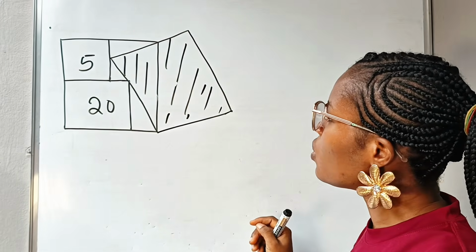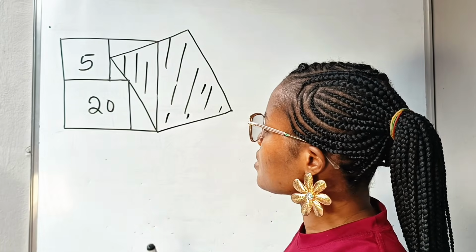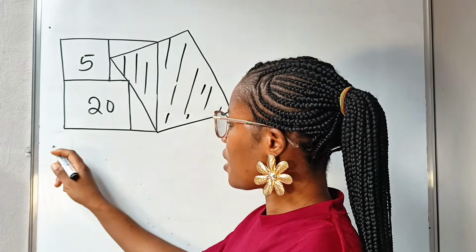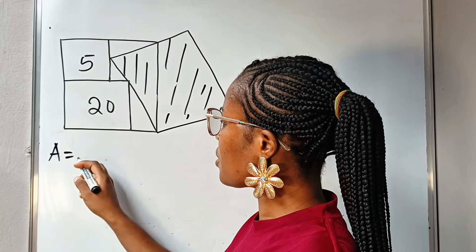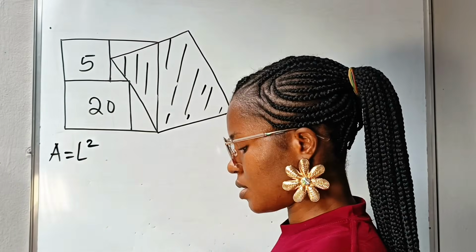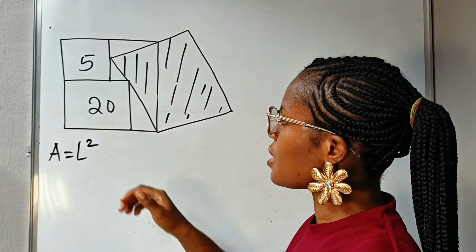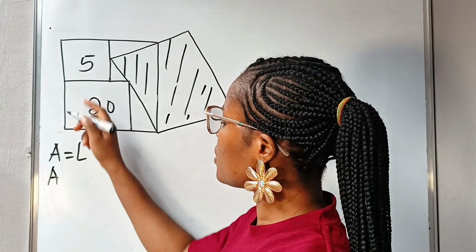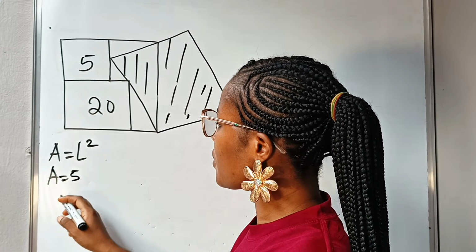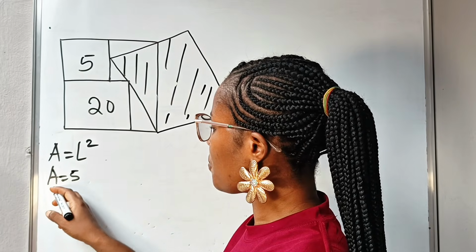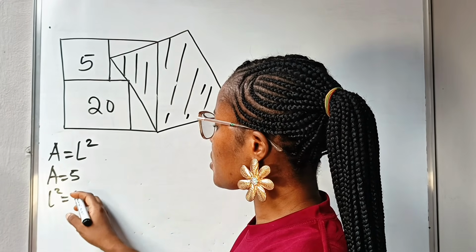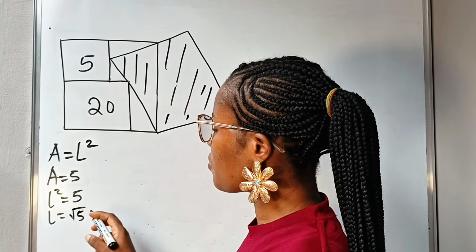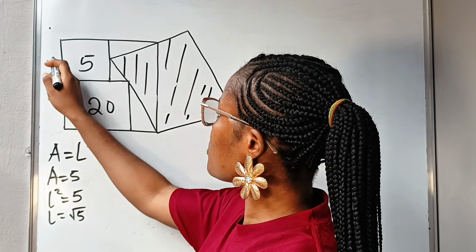Okay, first of all, the only information we have here is this and this. So area of a square is equal to length squared. Okay, so let's start with this one. If the area of this one is 5, it simply means that length squared is equal to 5. So the length is square root of 5, right? So we have here to be root 5.